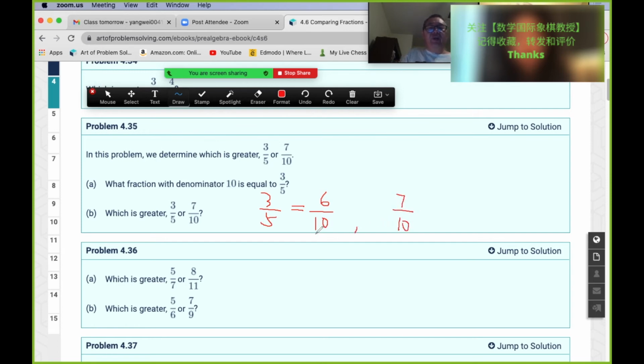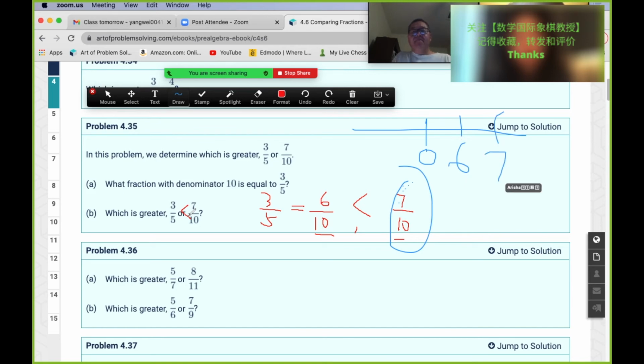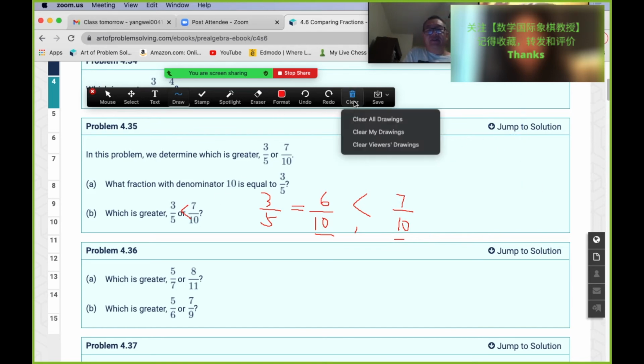So you already learned if these two fractions have the same denominator, then the larger numerator is greater than the smaller numerator, right? So that means 7 over 10 is greater than 6 over 10. 6 over 10 equals 3 over 5. So that means this one is greater than this, okay? Very good. Now let's go to next one.